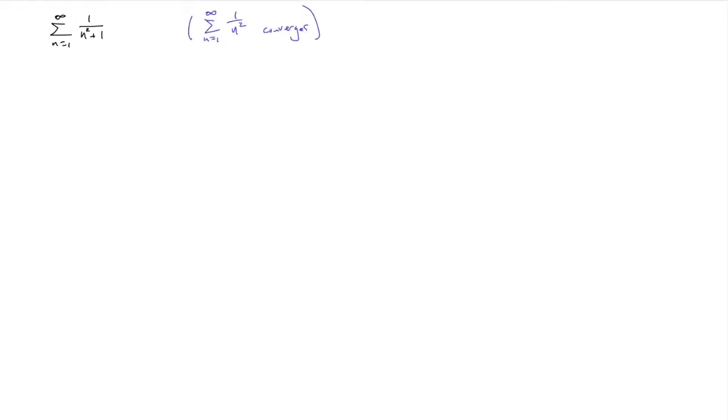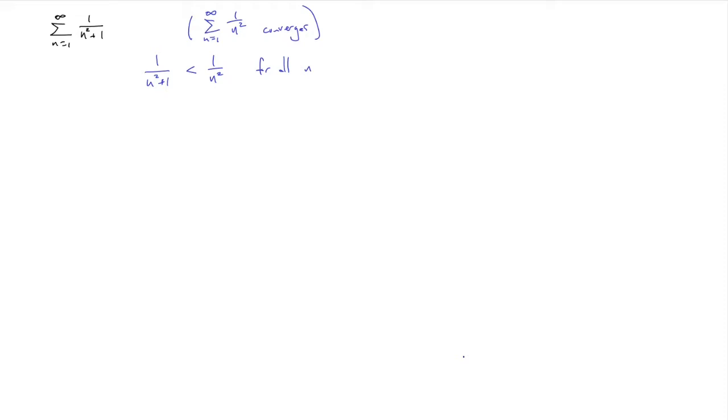Well, it's not a p-series, but it looks a whole lot like the p-series 1 over n squared, which we know converges. And moreover, the terms of the series 1 over n squared plus 1 are smaller than the terms of the series 1 over n squared for all values of n, because a bigger denominator means a smaller number.